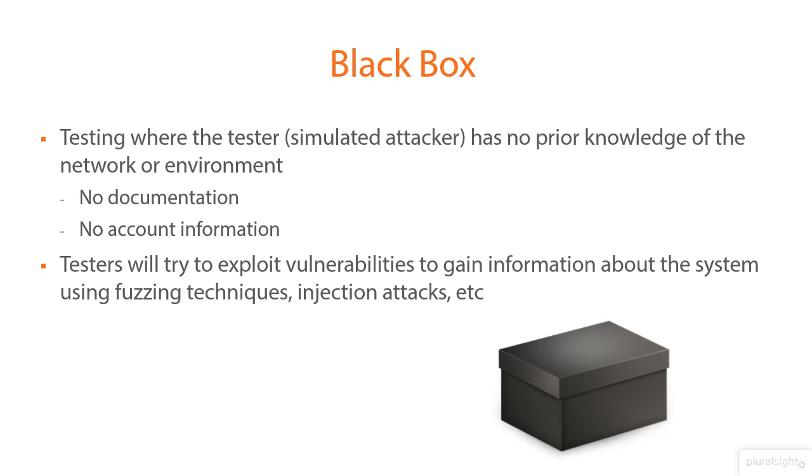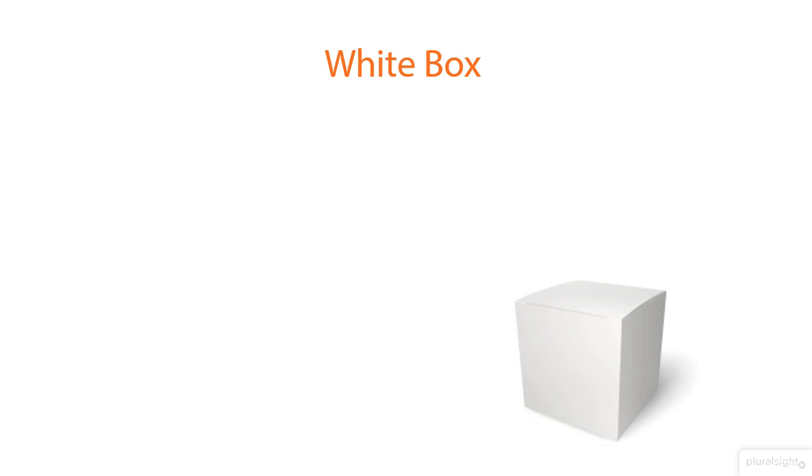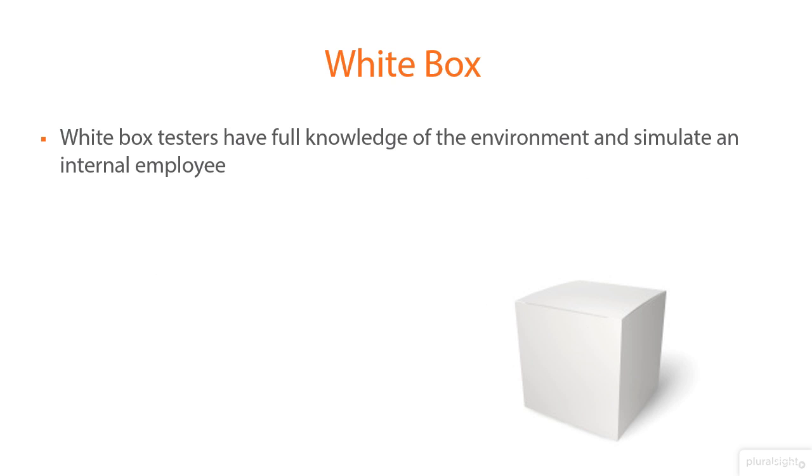Now, they're typically going to use fuzzing techniques. We talked about that previously, injection attacks, and so forth, right? They're going to do whatever they can to get information quickly. They're going to try to gain elevated permission and get in and start gathering some detailed information about the system.